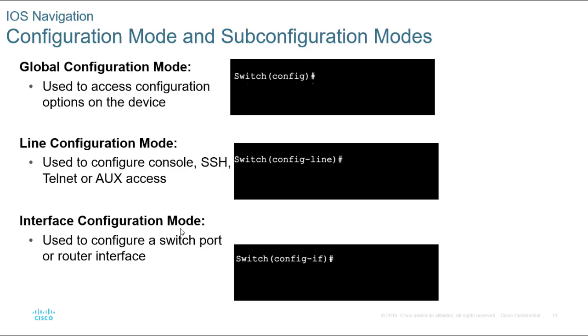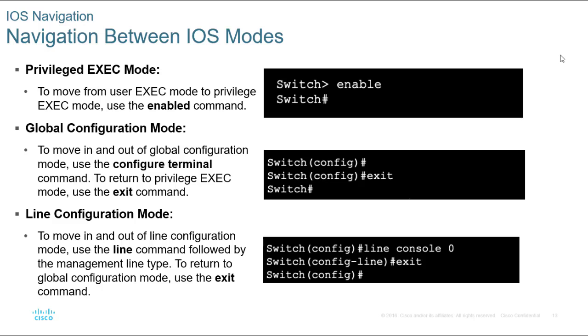If you're configuring an interface, like say you're connecting a switch to an upstream router, then you would be using interface configuration mode. And that's going to be the specific area for all the interfaces on that device. And then that is what your prompt would look like, config-if. So while we're talking about the differences between these modes, let's also talk about how to navigate them.